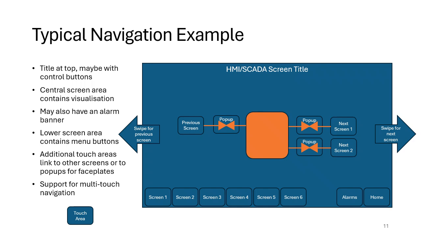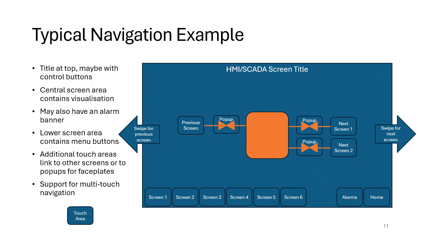In the central screen area, we have the main visualization for the mimic or the control that the operator is concerned with. So this might be a picture of your tanks or vessels, or your picture of your machine, along with all the key performance indicators. And then what you can see here is we've got navigation being able to click on screen areas and move to different screens, or maybe by swiping. So typically those previous and next screen areas would be on the left or right of the screen. And then we may also have touch areas, so you can click on a pop-up and call up a pop-up for that particular item.